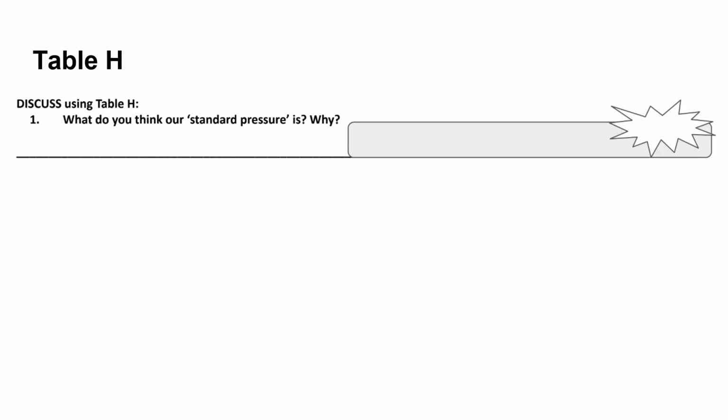And then we also have something that we refer to as the standard pressure. So go ahead and open up Table H in your reference table packet, and on Table H, try to identify the pressure that we refer to as the standard pressure. And think about, why do we call that specific pressure your standard pressure?